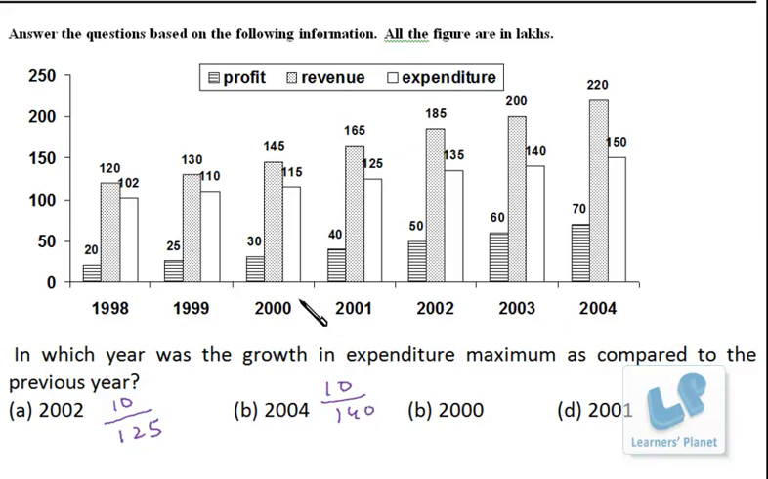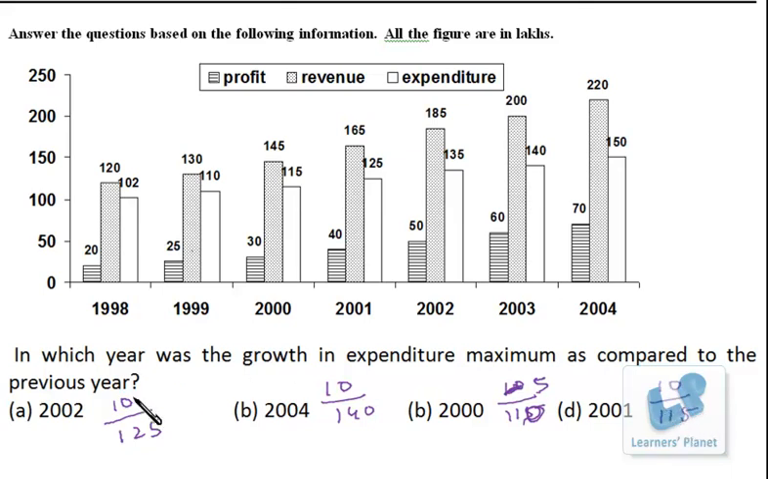In 2000, it is 115 over here and 125 over here. So it's 10 over 115, right? In 2001, I'm sorry, for 2000 we'll be taking the difference from 1999. So it is 5 by 110. And this calculation will go over here. That is, in 2001 we will be taking this 10 by 115.